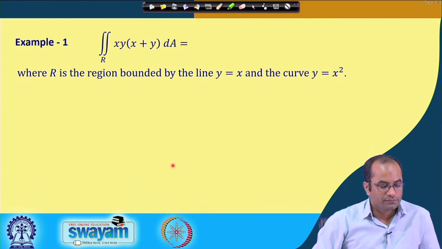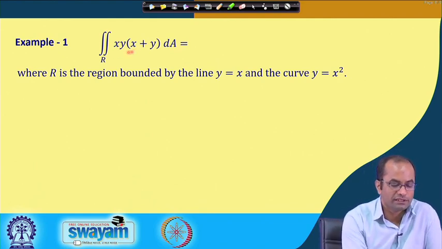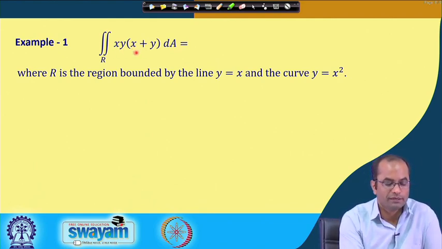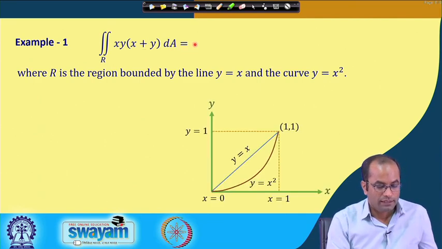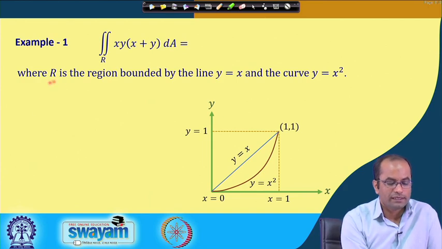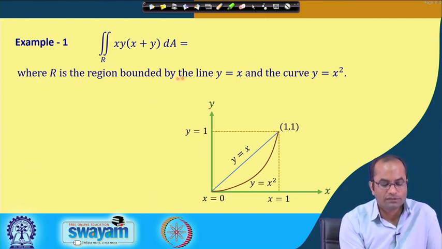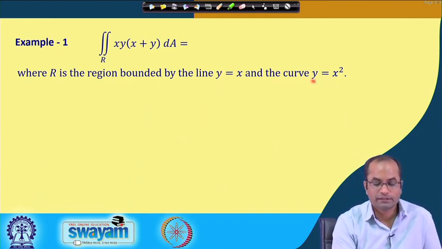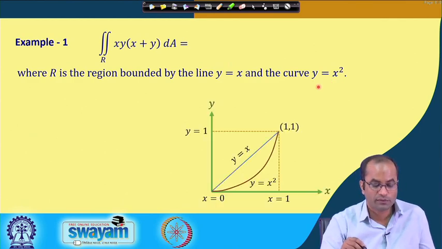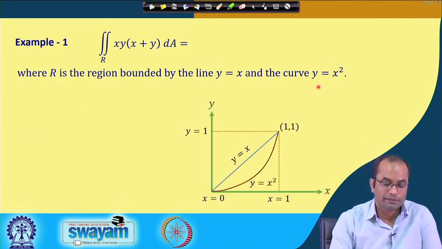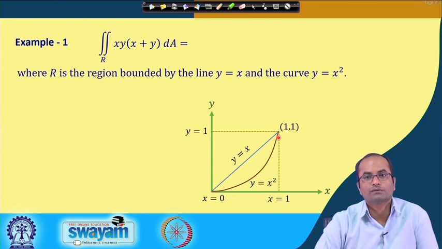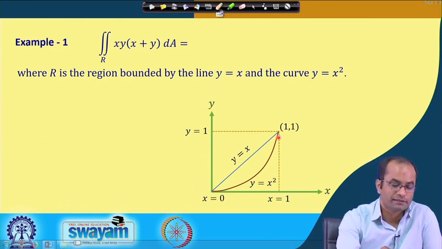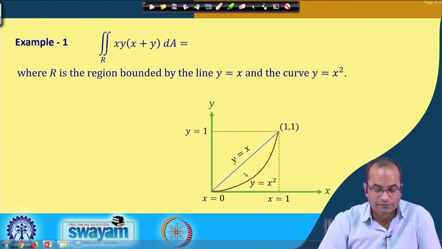In the first example we have the integrand x y multiplied by x plus y, dA, and we will compute its value, where the region R is bounded by the line y is equal to x and the curve y is equal to x square. So, we have this line and the parabola y is equal to x square. The first step is to draw the region of integration, and sometimes that is the difficult part.